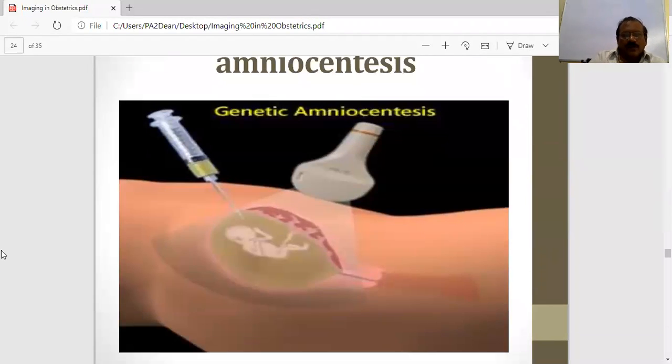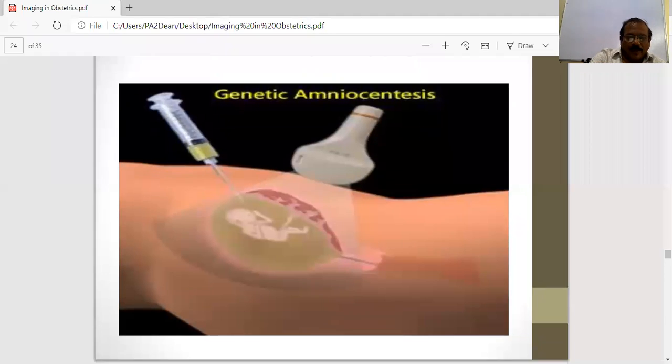This is amniocentesis. By using ultrasound guidance, we can do amniocentesis. We do amniocentesis for chromosomal study. Secondly, when there is acute hydramnios, we do amniocentesis to reduce the volume of amniotic fluid, to reduce the distress of the patient with polyhydramnios.